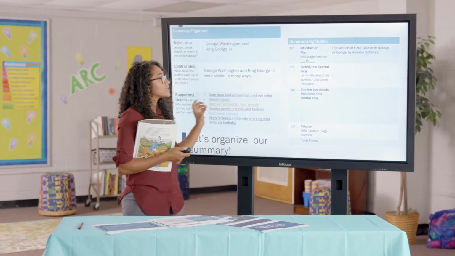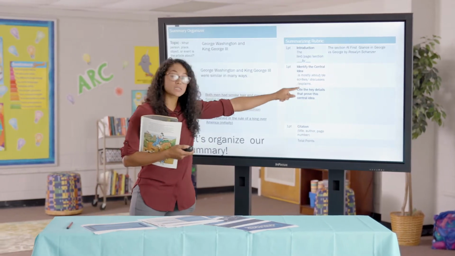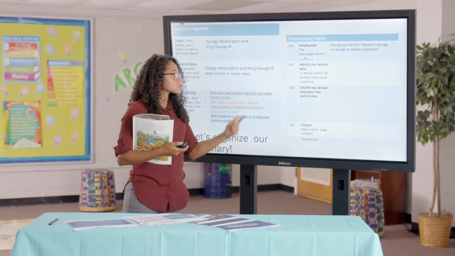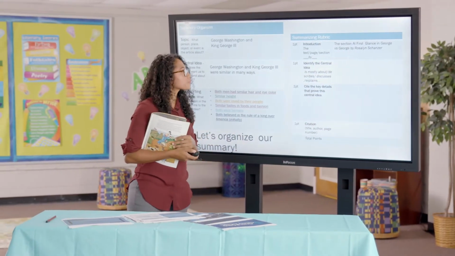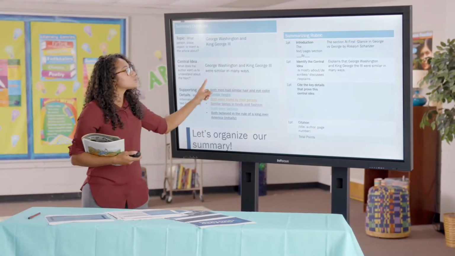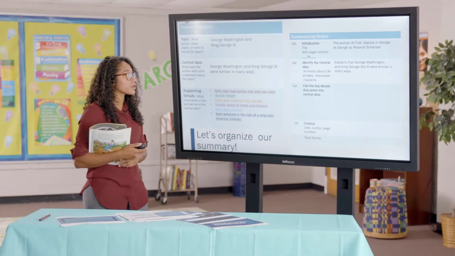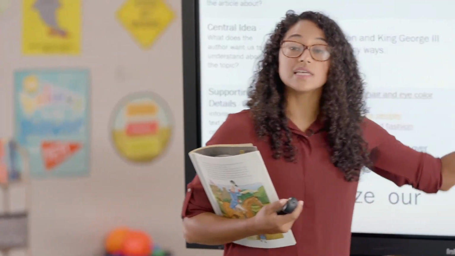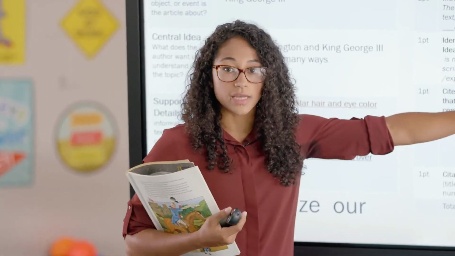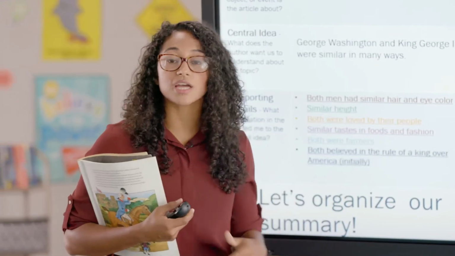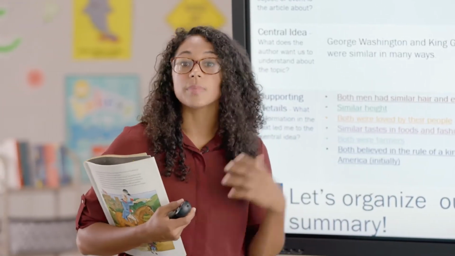Now we're going to identify the central idea. I've given us a sentence starter: it's mostly about, describes, discusses, explains. So this section explains that George Washington and King George III were similar in many ways. Now I'm going to insert the details that I used to come to this central idea. And what we don't want to do is just put in the bullet points. We actually have to write it out in paragraph form.